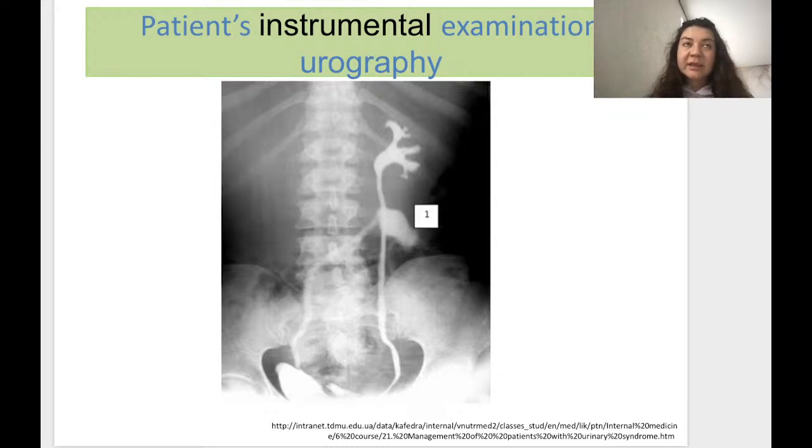Here, urography. It is nearly the same, an X-ray method with contrast, but here the contrast is injected not IV, it is put retrogradely in the urinary tract. It is injected from the ureter and visualizes the whole ureteral tract.